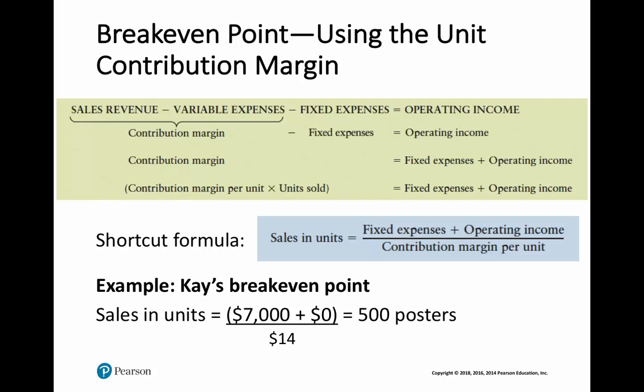So at 550, she is 50 units above our break-even, so we expect her to have a profit based off of this break-even point analysis, and she in fact did. In fact, you can say your $14 per poster times that additional 50 posters she's above her break-even, that's going to be her operating income. So 50 times 14 is going to give you that $700 profit.